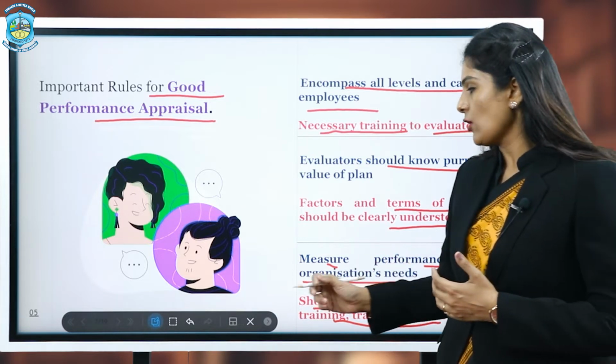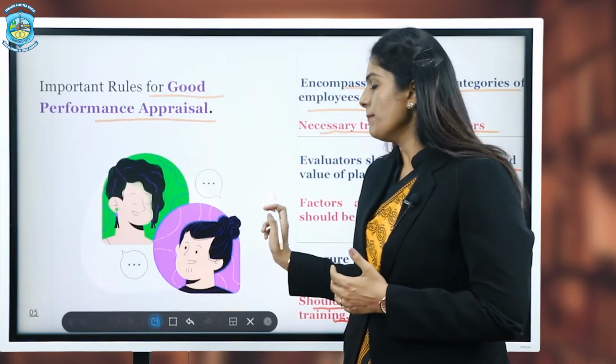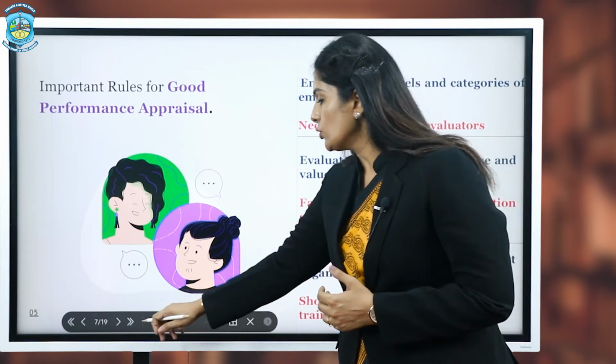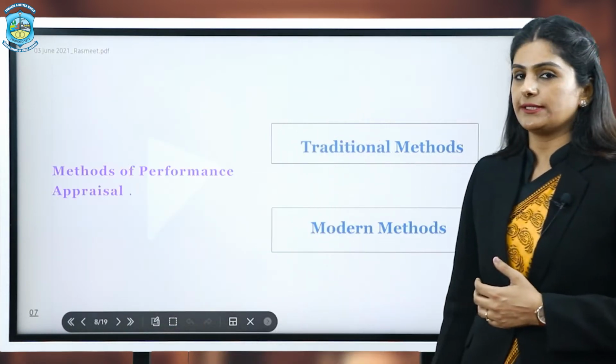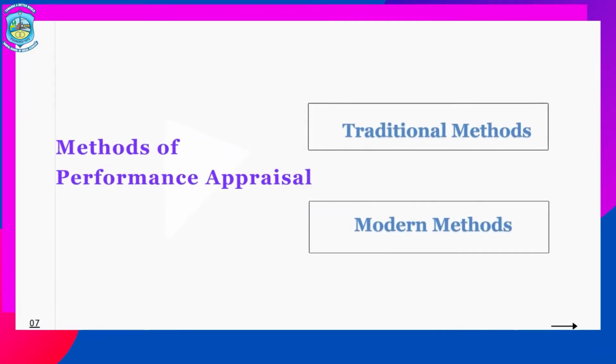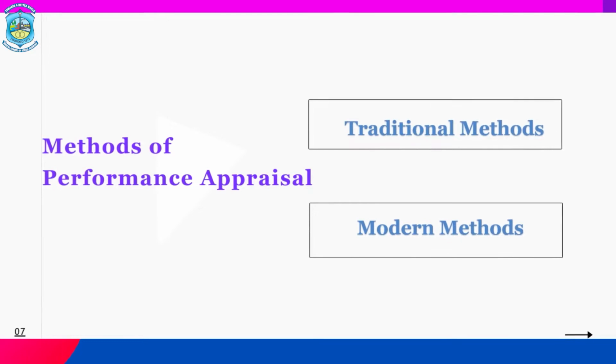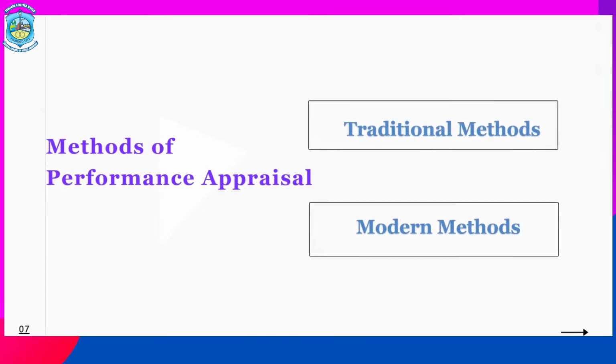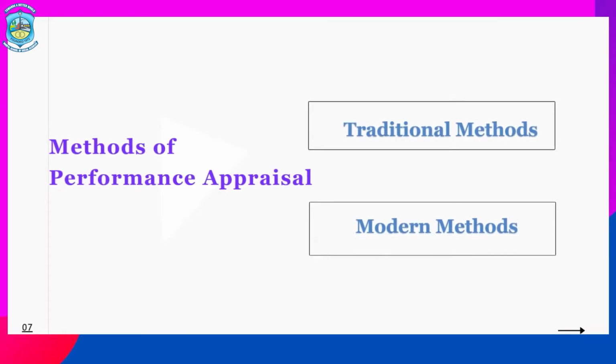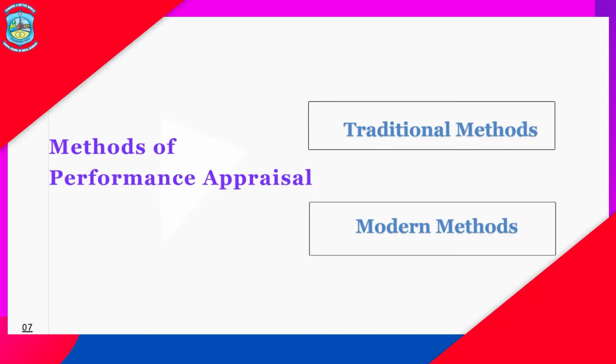Now let's move on to the different methods which are used for doing the performance appraisal. Broadly, we can classify them as the traditional methods and the modern methods. Let's have a quick look at the different traditional and modern methods.